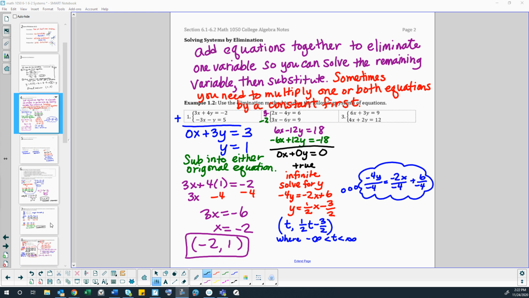Alright, next, solving systems of equations review session. So you can solve by elimination, which is where you can add equations together to eliminate one variable, and that allows you to solve for the one variable that's left, and then you substitute it in just like we did in the substitution method on that last step. Sometimes you need to actually multiply one or both equations by a constant first so that you can get something to cancel out. So we're going to see that in various options here.